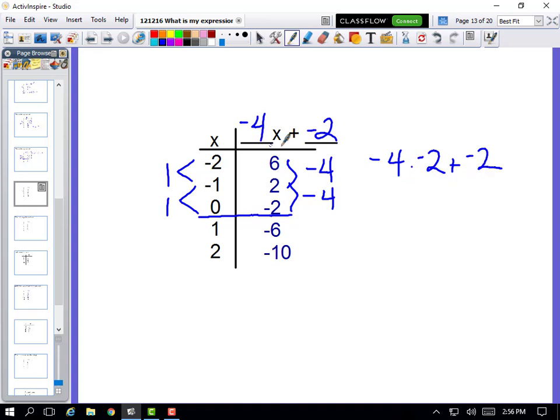Perfect. Now, there is another way of writing this one. Okay? Another way of writing this would be negative 4x minus 2. We need to understand that this is the most simplified form of this expression. On the STAR test, they will not give you a plus and negative. They will give it to you as a minus. So we need to remember that.